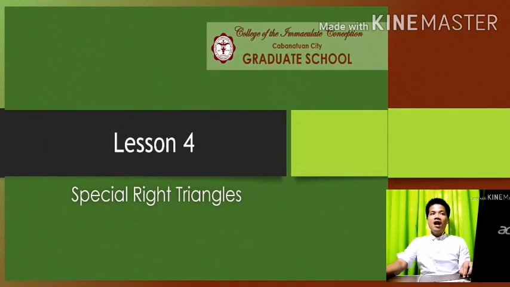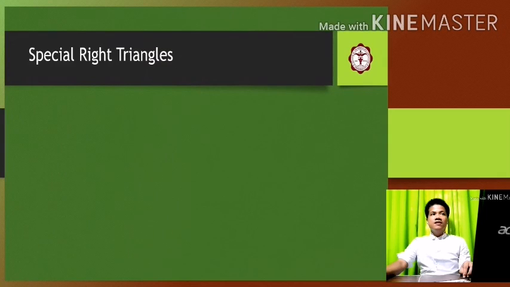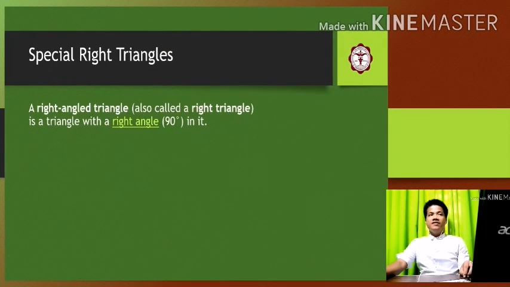Moving to lesson 4, which is all about special right triangles. A right-angled triangle, also called a right triangle, is a triangle with a right angle or 90 degrees in it.